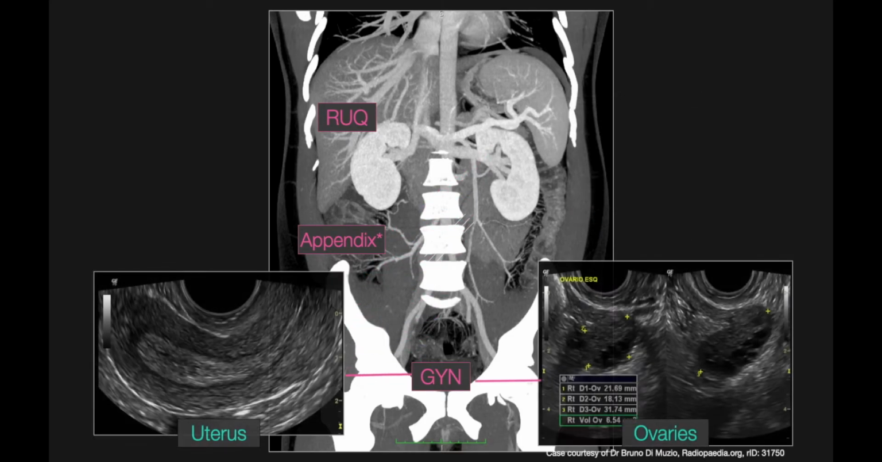Ultrasound is the best exam to quickly evaluate the uterus and ovaries and is frequently used to evaluate for ovarian torsion, pelvic inflammatory disease, or complications related to early pregnancy.